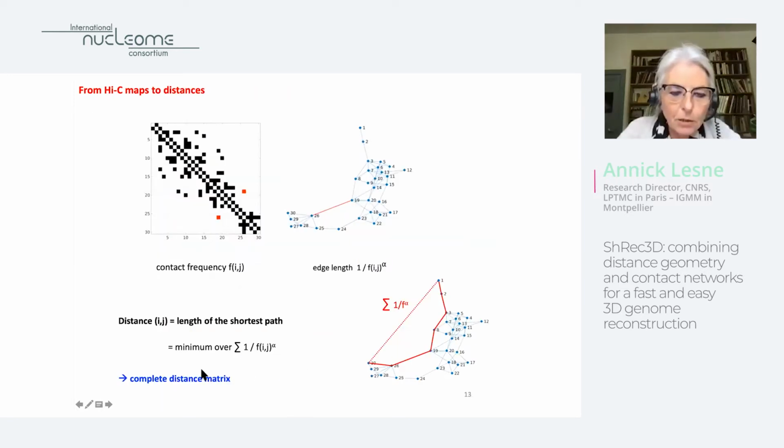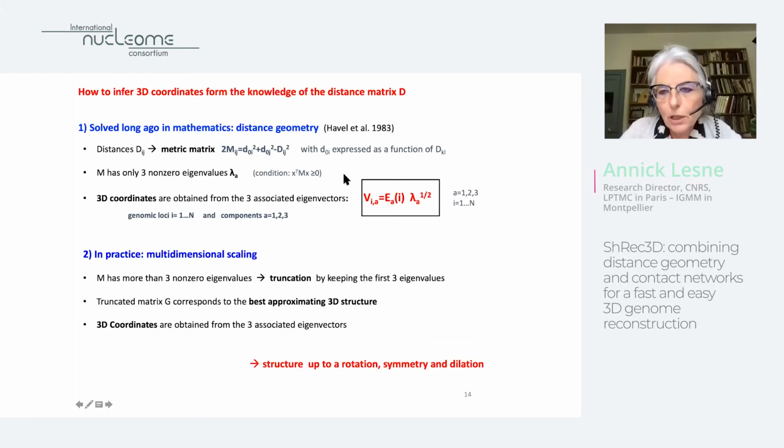So coming back to the reconstruction algorithm to get the 3D structure of the genome, we have now a complete distance matrix obtained from the original experimental data. Now we have to infer the 3D coordinates from the knowledge of this distance matrix. So this slide is a bit scary. It is the only one with some equation. I will try to explain to you what is behind such algorithms so that you can, after that, if you wish, master this algorithm and use it for your own purposes.